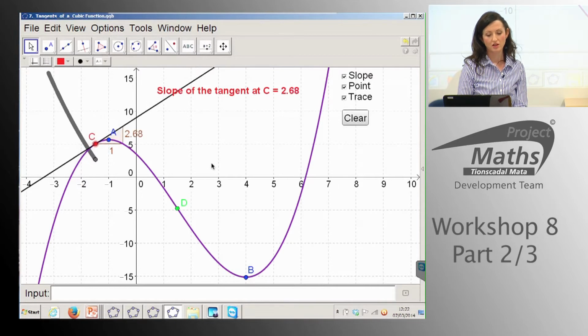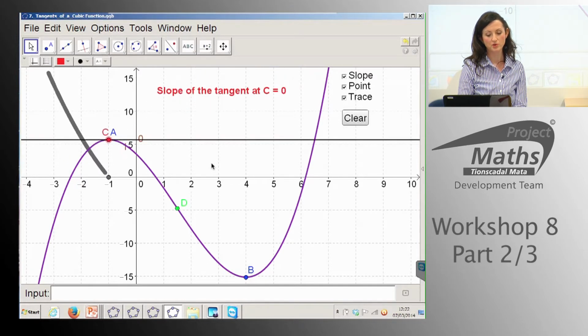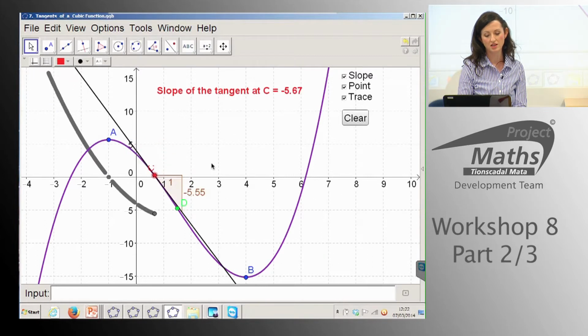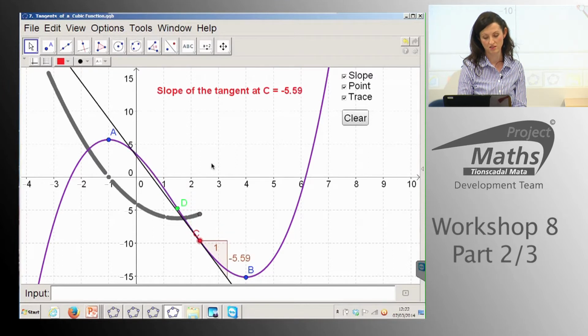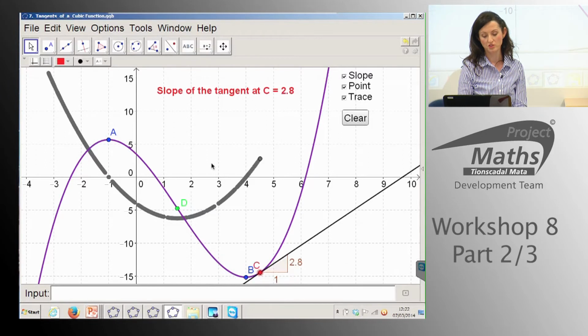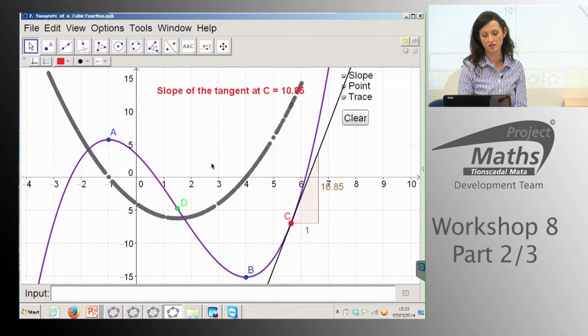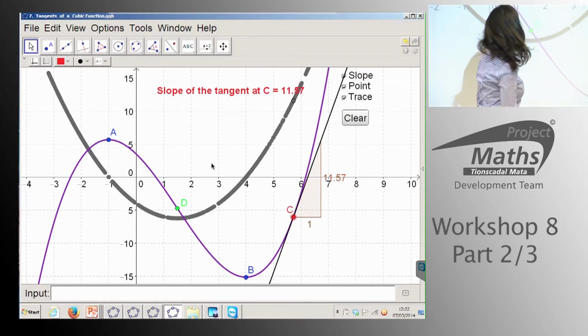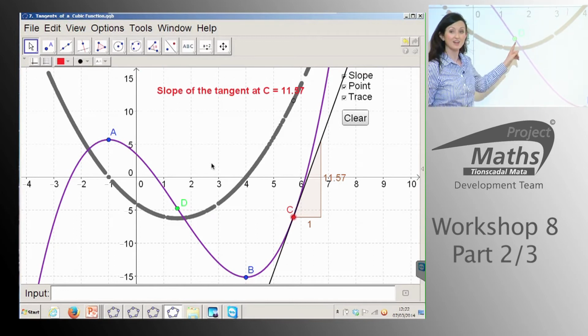See? I'm decreasing, I get to my turning point, my slope is 0. I continue decreasing, I get to my point of inflection, and I start to increase. I get to my turning point, my slope is 0, and I continue to increase. So that is your slope function in the black.